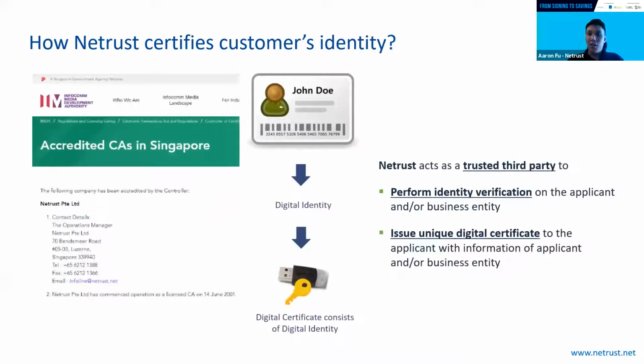So how does NetTrust actually verify our customer's identity? Very much like how ICA verifies an identity before they issue a passport, we do the same, where we do a face-to-face verification, as well as checking their physical, government-issued identities, and we convert this identity into a digital identity that is stored in a USB crypto token. This is to secure the private key of the individual.